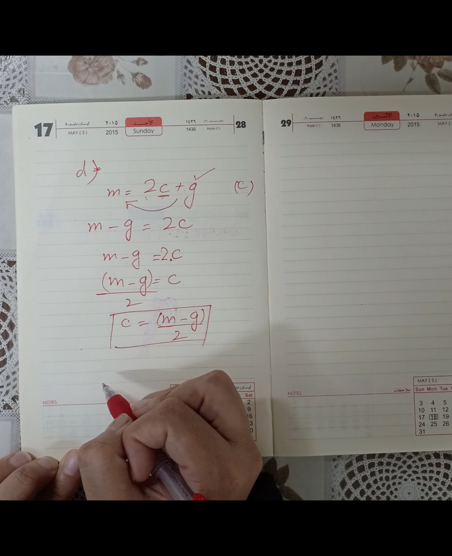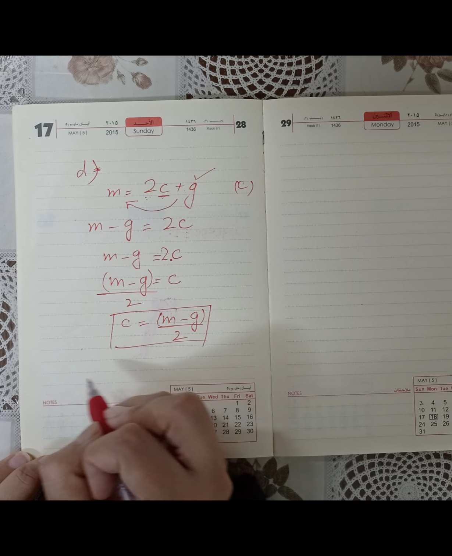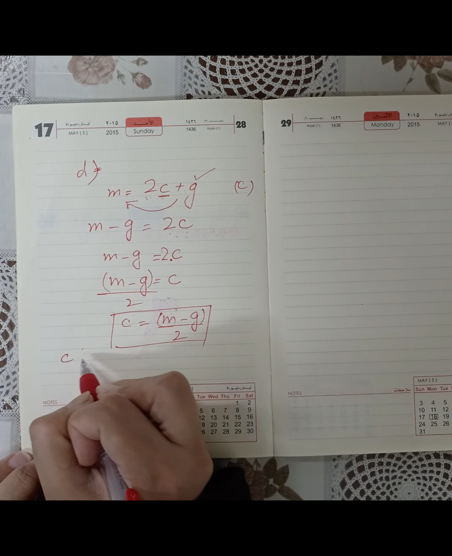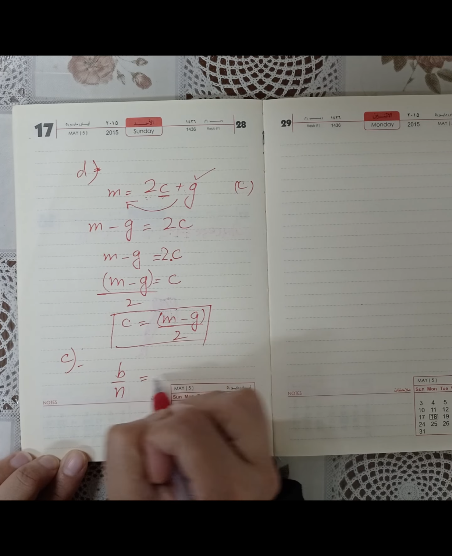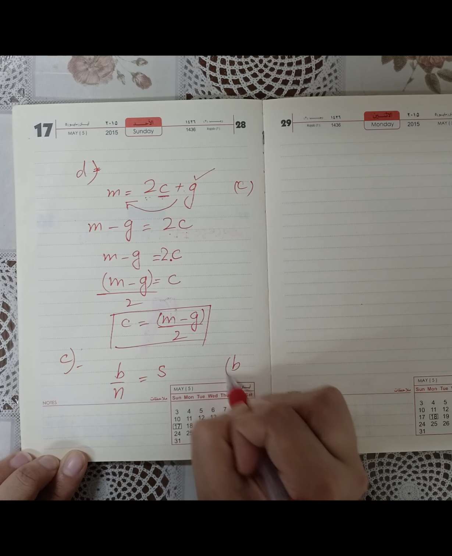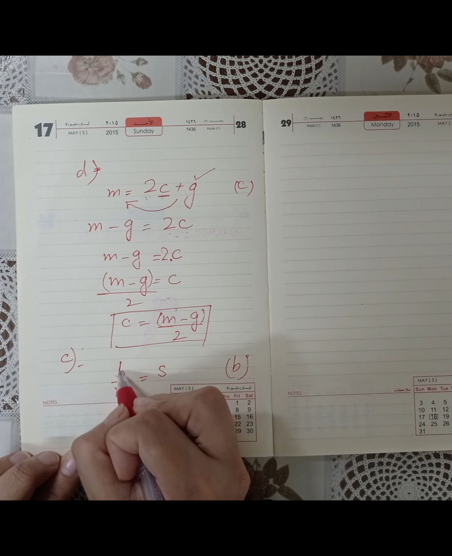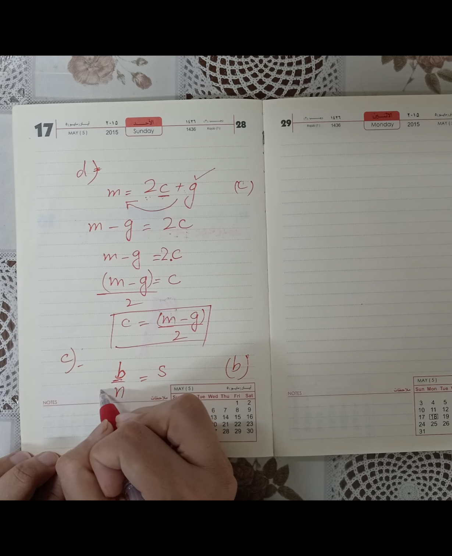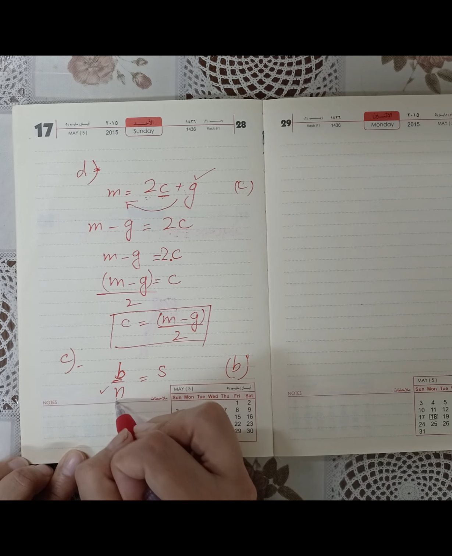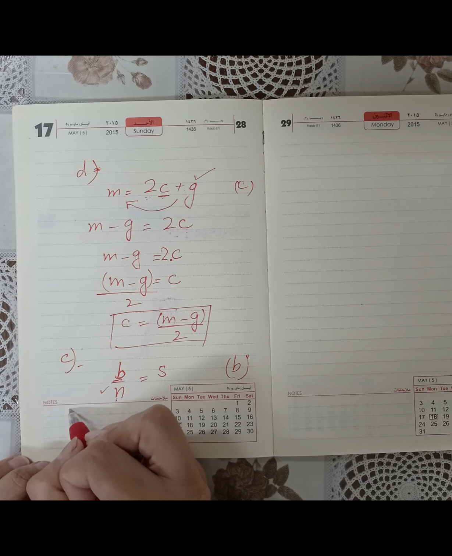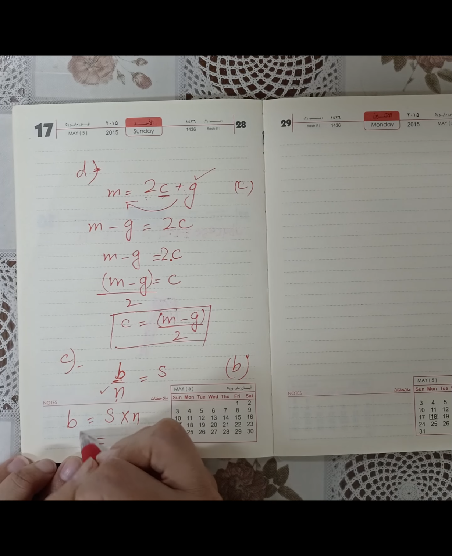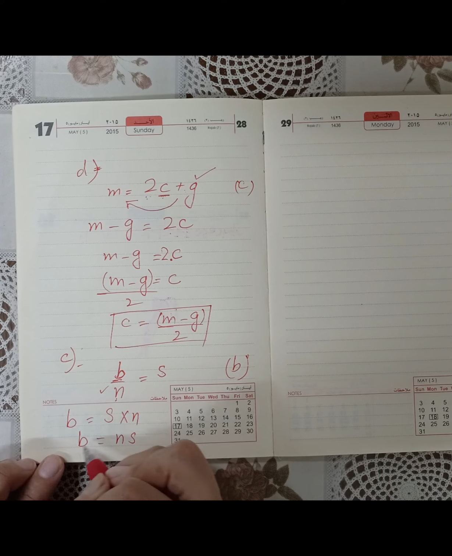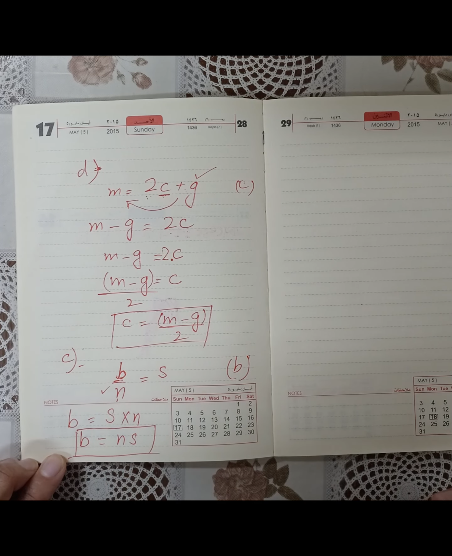So then we have part C. Part C is very short: b over n equals s, and we have to find the subject b, and b is here. So I have to get rid of this n only. This n that is being divided here will multiply on the other side. I can write b equals s multiplied by n, or b equals ns if we write alphabetically. So this is our subject b. We have rearranged this formula.